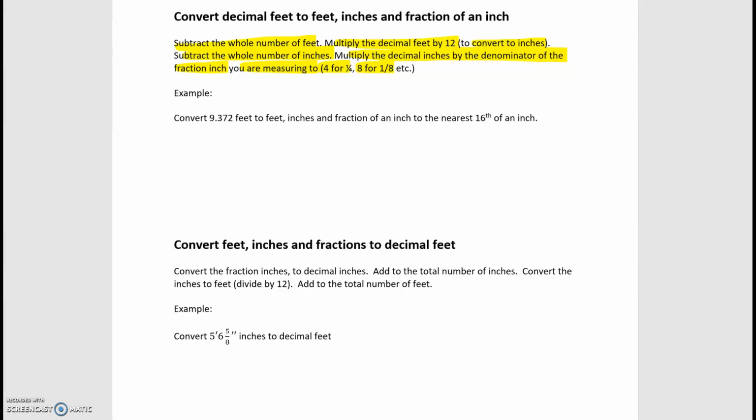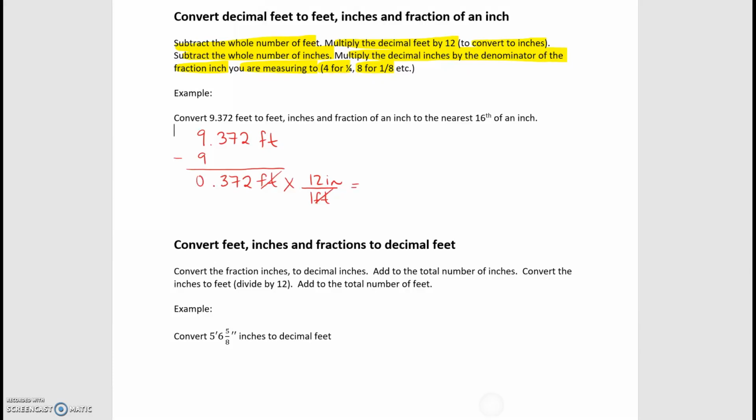Example, 9.372 feet. So we want to take off the whole number of feet, and we're working with 0.372 feet. We want to change this now to inches. So times, remember our unit factor, a foot is 12 inches. So we're canceling out our feet units.